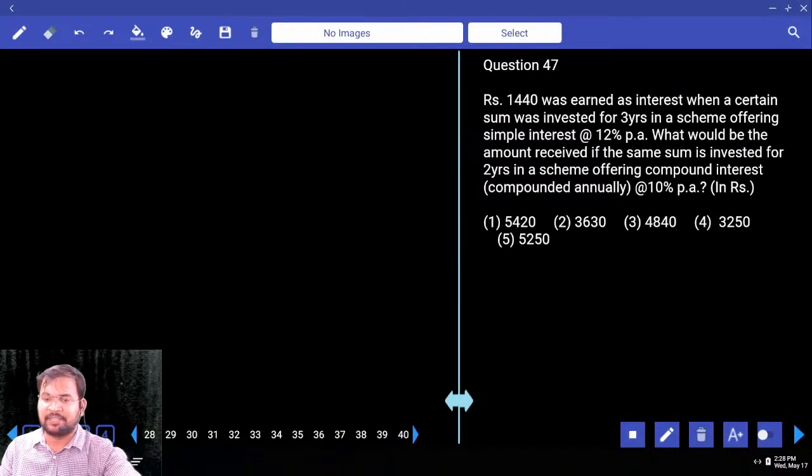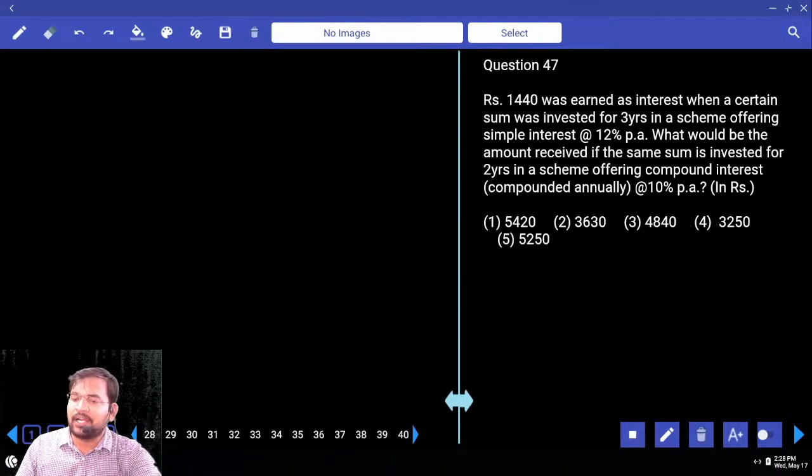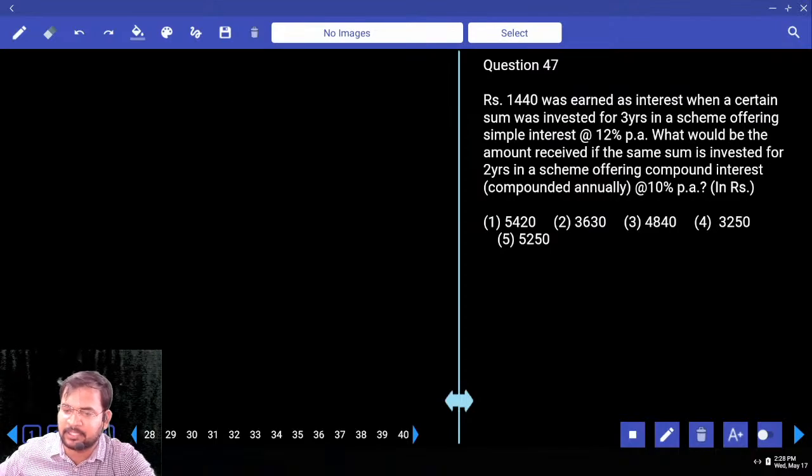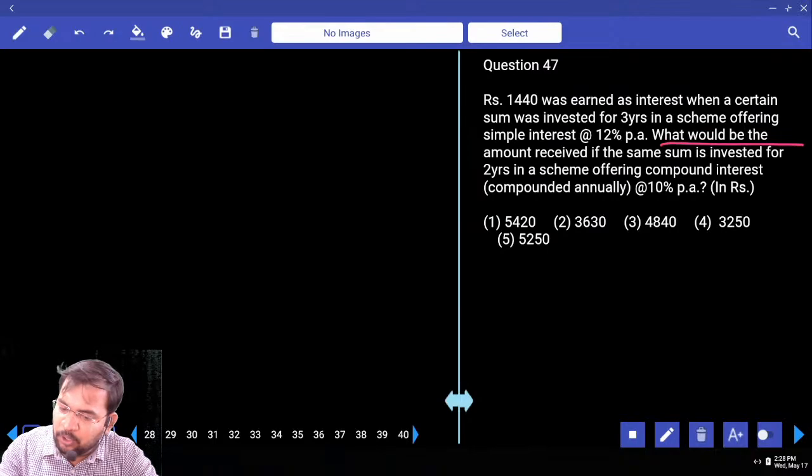Next question number 47 na. 1440 was earned as a simple interest when a certain sum was invested for 3 years in a scheme offering simple interest 12% per annum. What would be the amount received if the same sum is invested for 2 years in a scheme offering compound interest at 10% per annum? They're asking what would be the amount na?